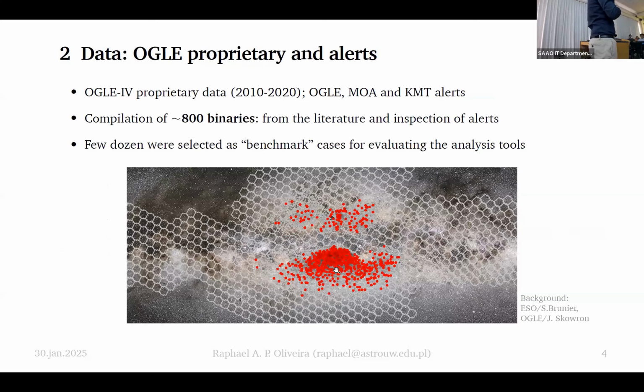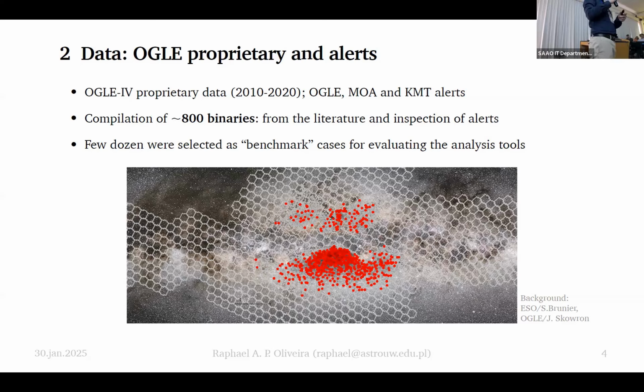So I use OGLE proprietary data, observed between 2010 and 2020. I use all the alerts that we have in the websites. And at this point, we made a compilation of 800 binaries, looking at the literature and inspection of alerts. They are shown in red here. And from those, we selected a sample of a few dozen to serve as a benchmark in this study, which at this point is limited to light curves with well-separated bumps.